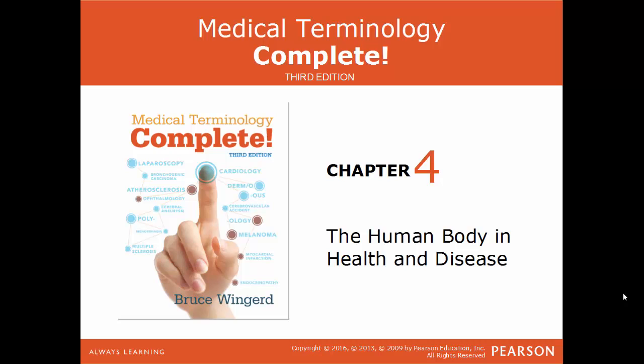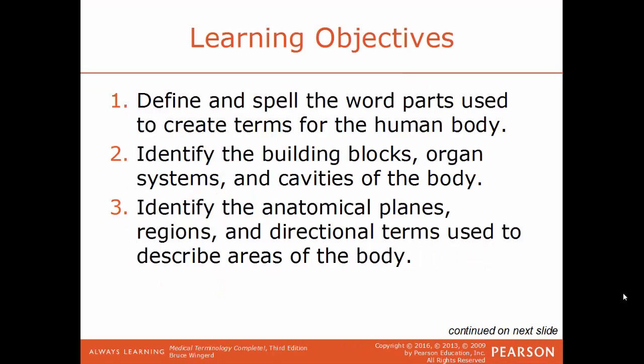Okay, welcome back. In this video, we'll discuss chapter number 4 in our medical terminology video series. In this chapter, we'll cover the human body in health and disease. Learning objectives for this chapter: define and spell the word parts used to create terms for the human body.